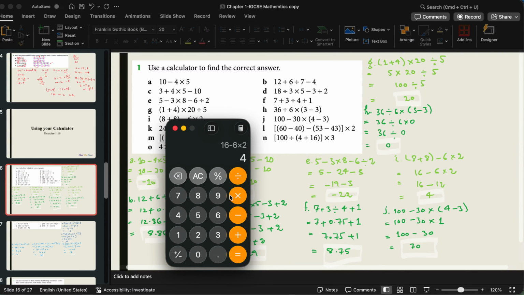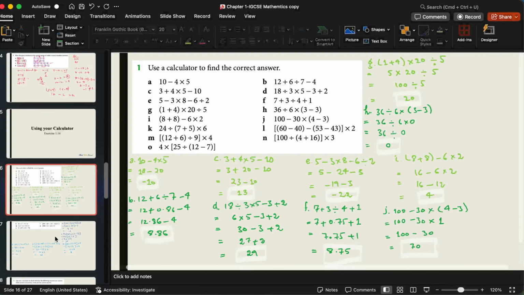The next expression is 100 minus 30 multiplied by 4 minus 3. Since we have the brackets, we'll start with the brackets first. So 4 minus 3 is equal to 1. Next our priority is the multiplication. So 100 minus 30 multiplied by 1. 30 multiplied by 1 is equal to 30. And then 100 minus 30 is equal to 70, which is our final answer for this expression.